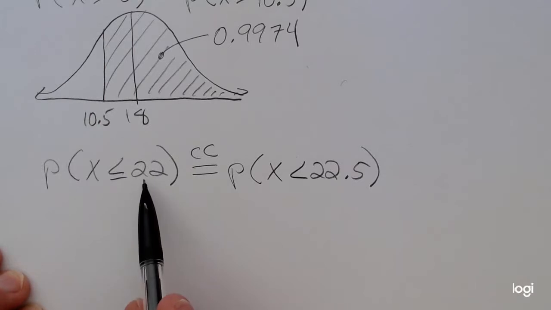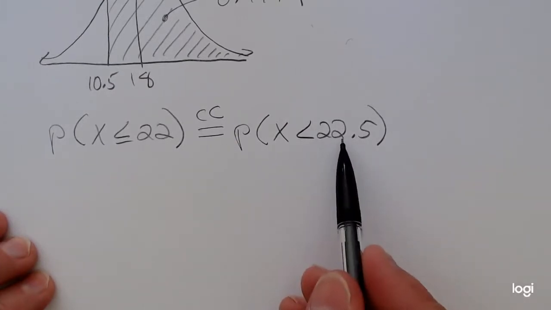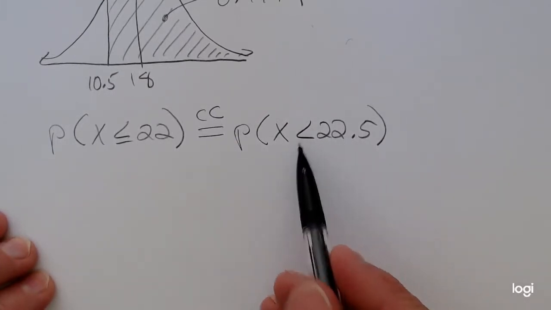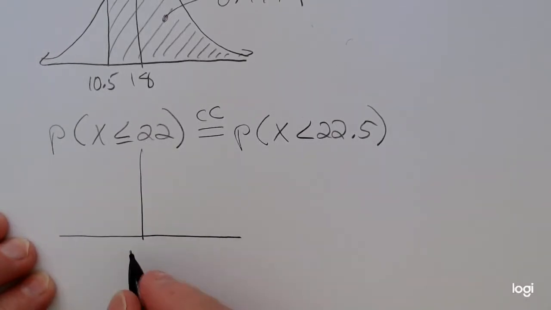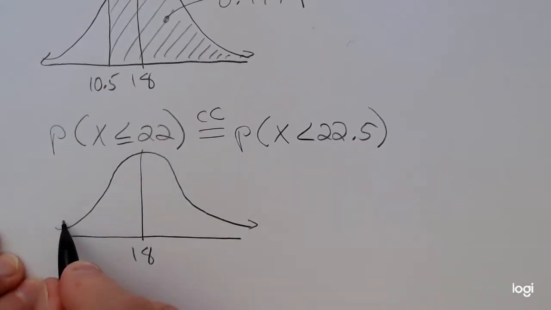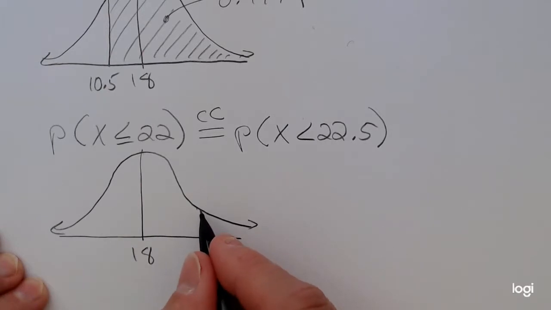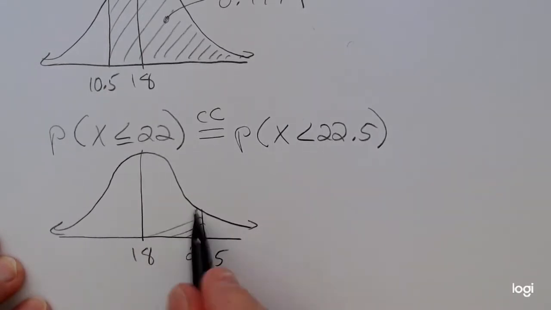Okay, so the number 22 goes from 21.5 up to 22.5. So I need to go all the way up to 22.5, and I want the area to the left of that. Again, shading a bell curve, putting the mean in the middle, which was n times p. 22.5 is above the mean, and I'm shading to the left.